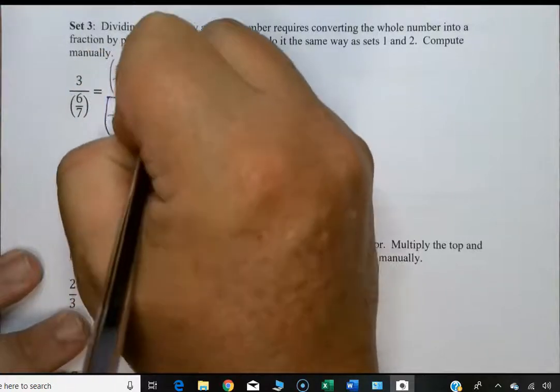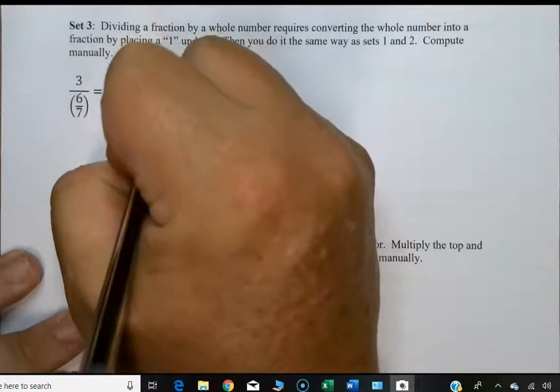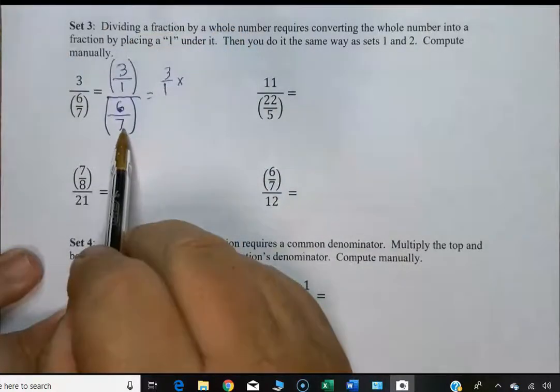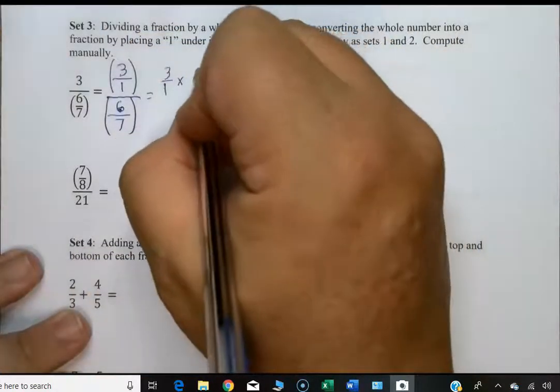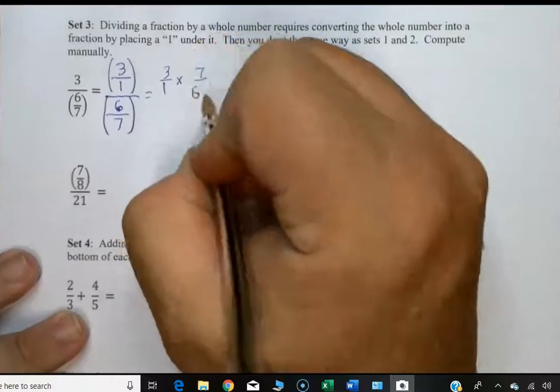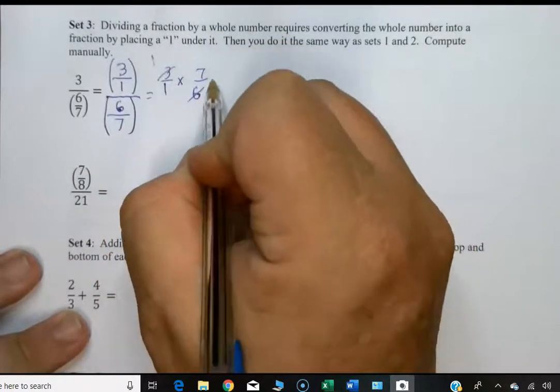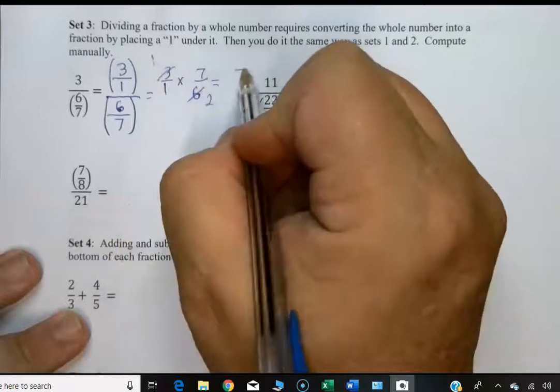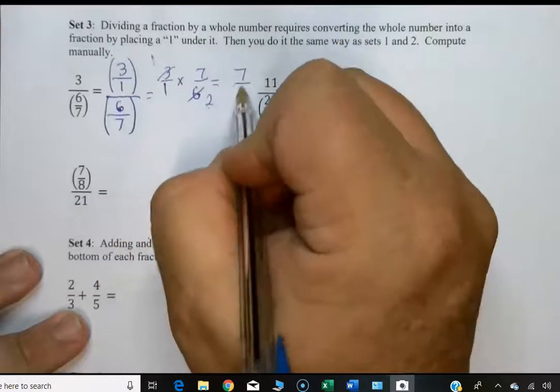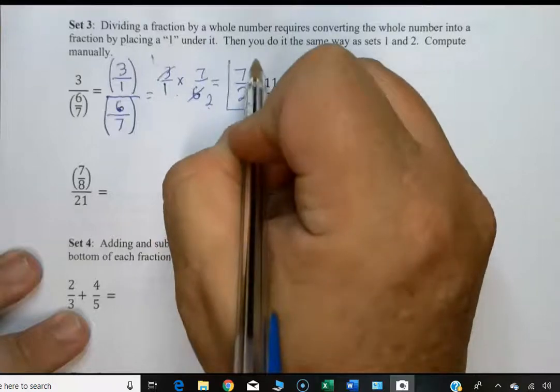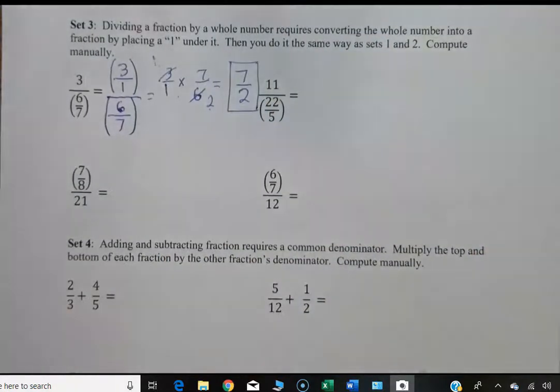So now what we're going to do is take the 3 over 1 and multiply it by the reciprocal of 6/7. So that's 7 over 6. And we can do some cancellations here. 1 there, 2 there. And that gives us an answer of 1 times 7 is 7. 1 times 2 is 2. And there's our answer. Okay?